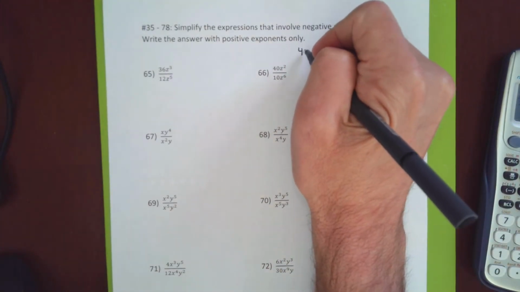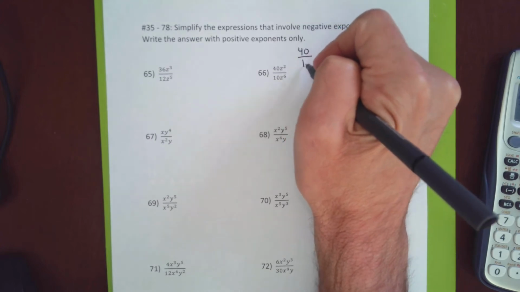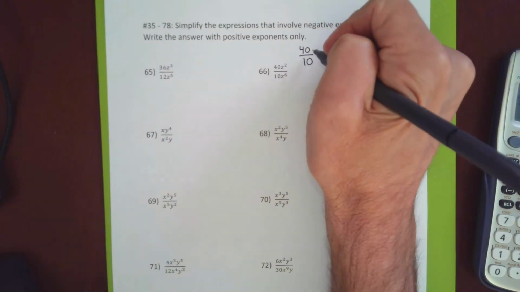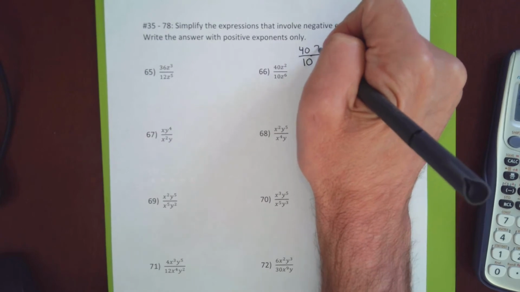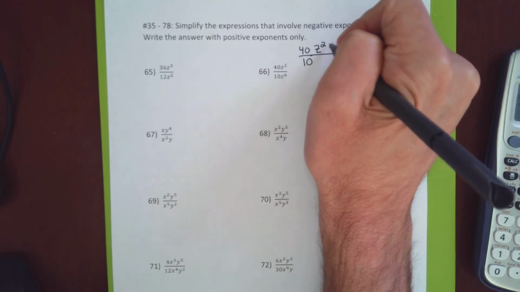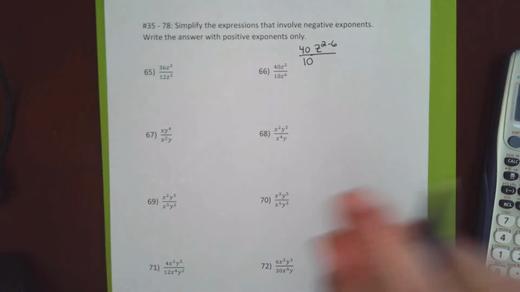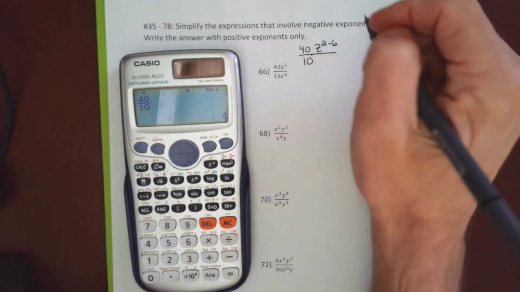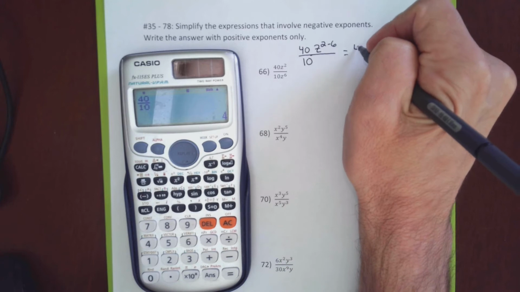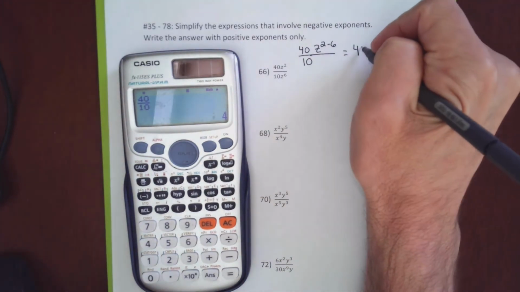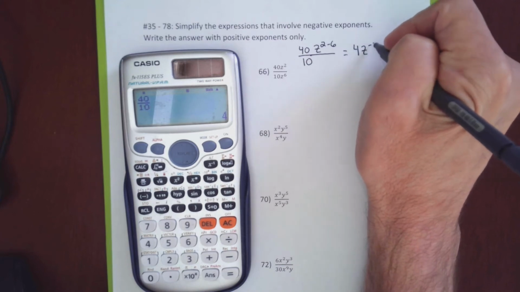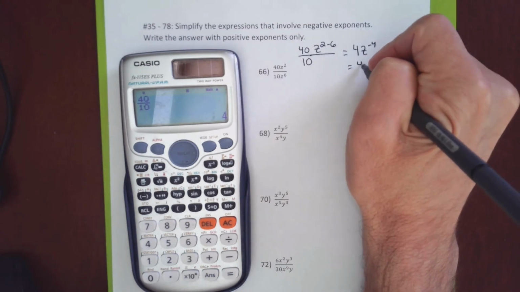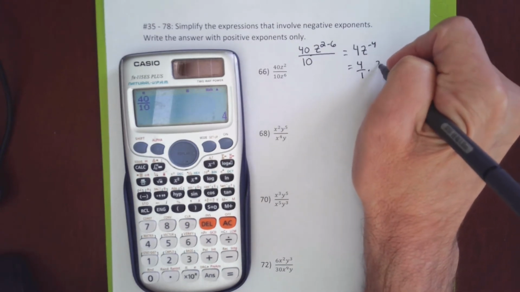So in problem 66, I can reduce the fraction 40 over 10 and kind of keep that separate in my mind from the z's. And I could subtract the exponents on the z's and do 2 minus 6. This is the proper way to do it. 40 over 10 reduces to 4. So when I go to write my answer, I can think of this as 4 for the fraction. And for the exponent, z to the 2 minus 6 gives me z to the negative 4. Then I would have to think of this as 4 over 1 times z to the negative 4.